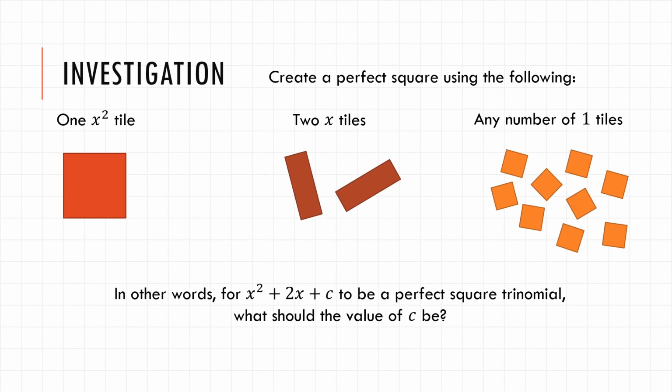So in this investigation, I'm going to ask you to create a perfect square using algebra tiles. So if I give you one x squared tile, two x tiles, and you can use any number of unit tiles, so in other words, x squared plus 2x plus c, where we don't know how many unit tiles we'll use. If we want this to be a perfect square trinomial, how many unit tiles do we need? How could we arrange these tiles to create a perfect square? What should the value of c be? How many unit tiles should we use? Pause the video here and take as long as you need to draw a diagram that uses exactly this criteria.